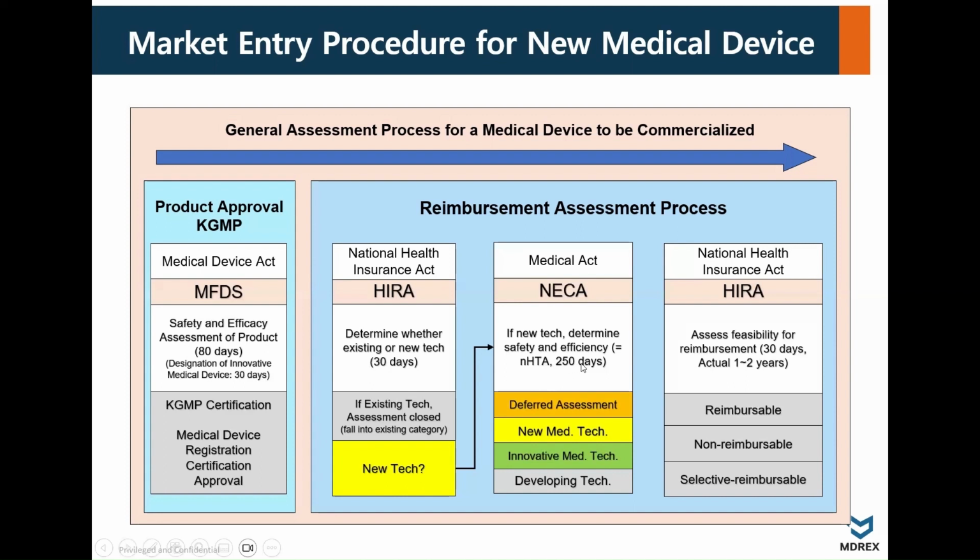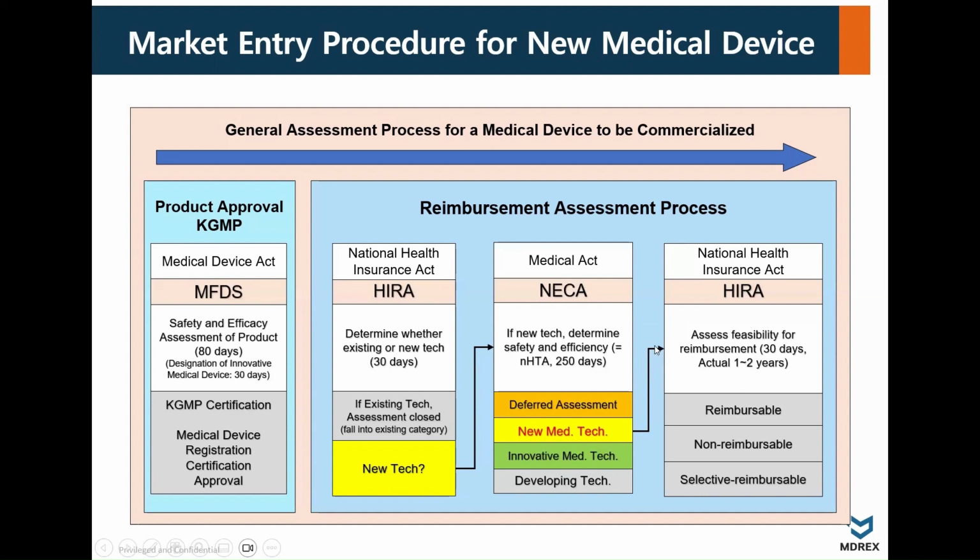After the assessment is completed, HIRA takes the ball back and does the third step, reimbursement assessment, which focuses on cost effectiveness and feasibility for reimbursement. Processing time is stated as 30 days in regulation, but in the real world, it takes 1 or 2 years.